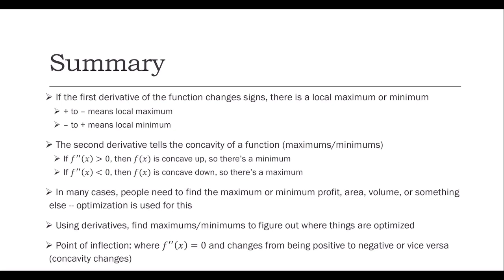In many cases, people need to find the maximum or minimum for profit, area, volume, or something else, and this is when you would use optimization. Using derivatives, you can find your maximums or minimums and figure out where things are optimized. And finally, a point of inflection is where your second derivative equals 0 and changes from being positive to negative or vice versa. So you have a concavity change. So it would be something like this here.